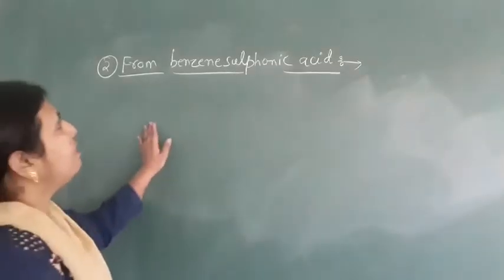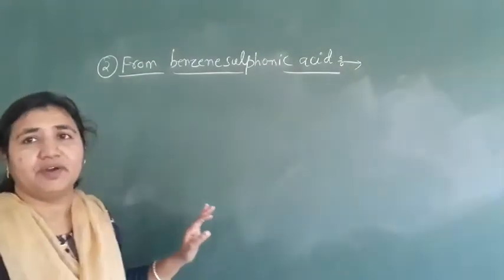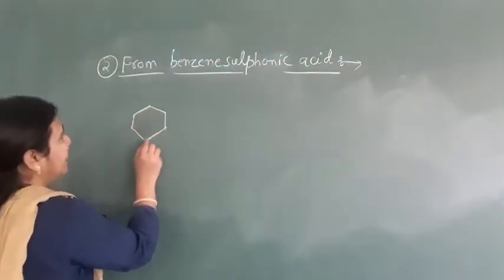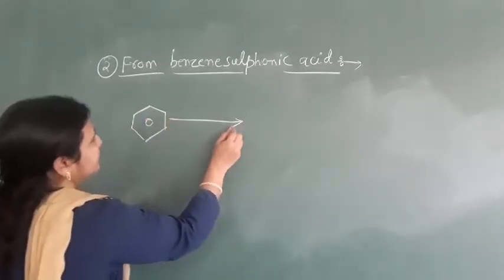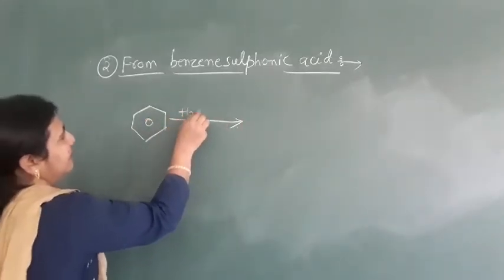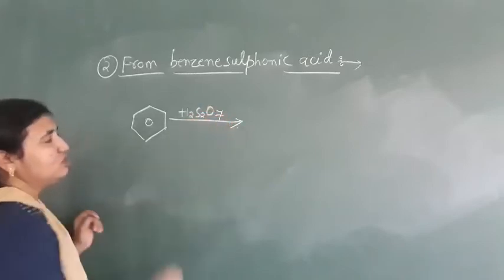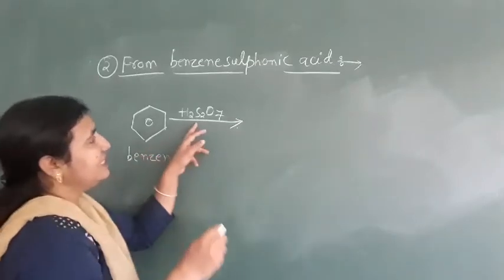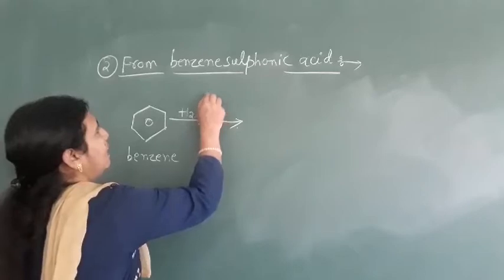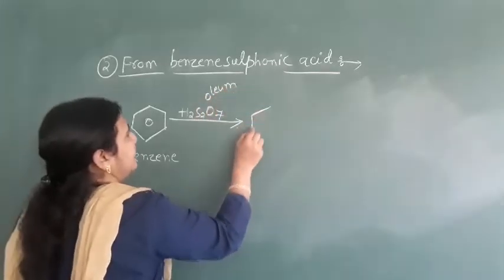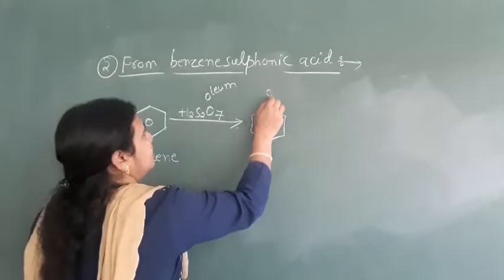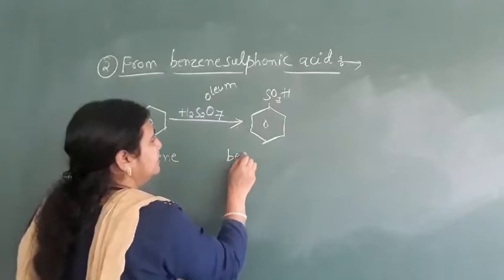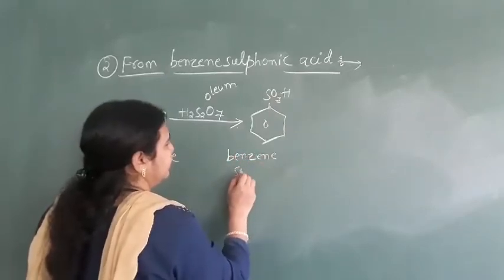Next we have preparation from benzene sulfonic acid. First we will see how this benzene sulfonic acid forms. This is benzene. When this benzene is sulfonated with oleum, H2S2O7, we will get benzene sulfonic acid, SO3H. This is called benzene sulfonic acid.